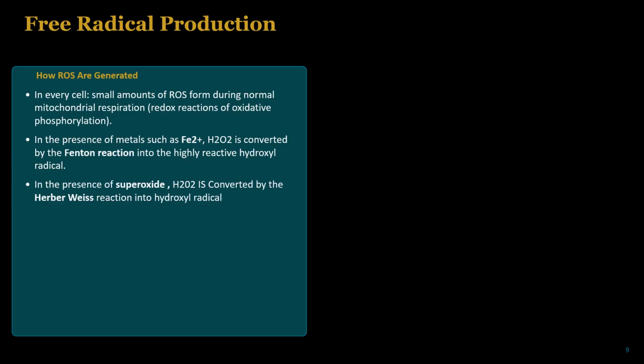Also, superoxide is another free radical. When superoxide reacts with H2O2, it converts the H2O2 to hydroxyl radical. So hydroxyl radical can be produced when H2O2 reacts with Fe2 plus in the Fenton reaction, or when hydrogen peroxide is combined with superoxide. Superoxide is O2 minus. So when H2O2 reacts with O2 minus, it produces hydroxyl radical also. But the name of this reaction is the Haber-Weiss reaction.